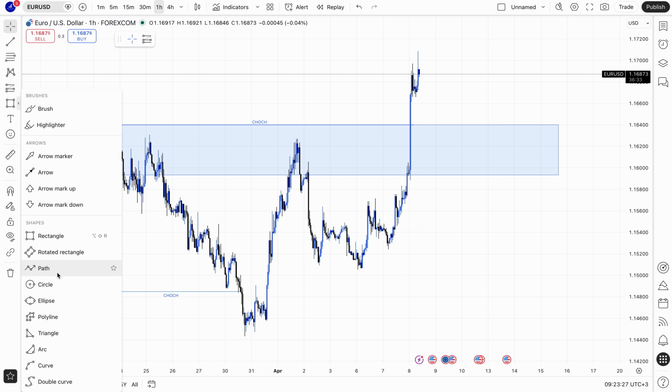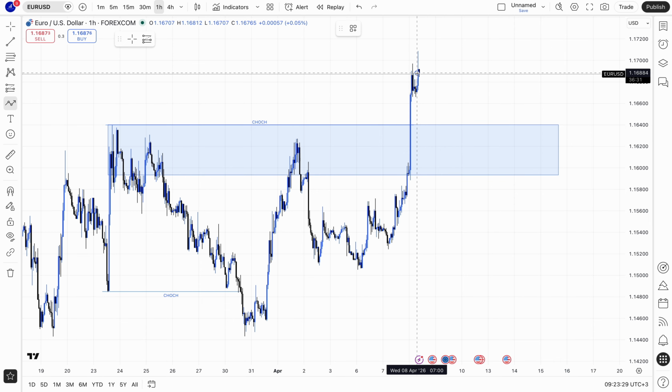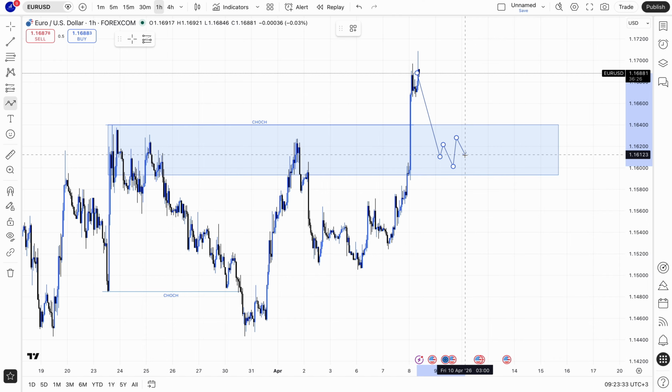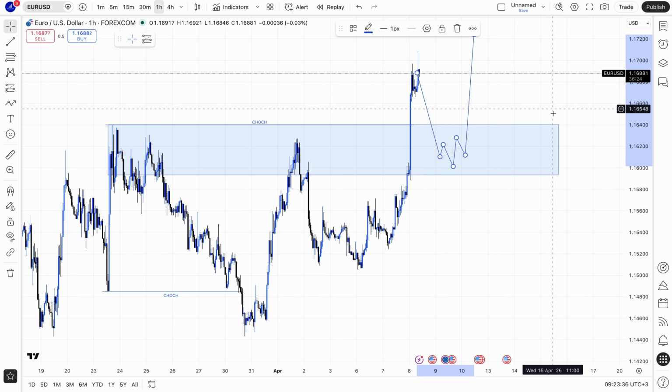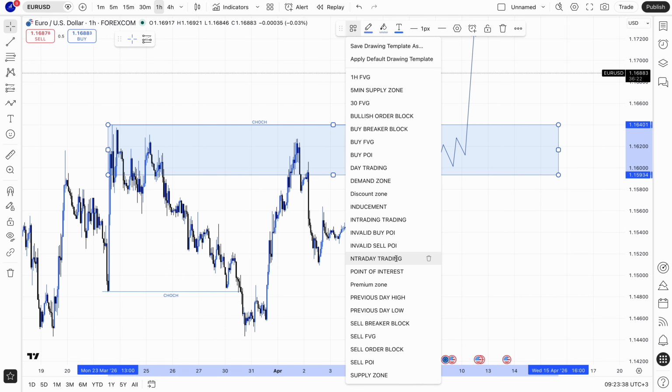And our plan is very simple. You can wait for the price to come back to this buy breaker block. Then you look for buys. That will be scenario number 1.